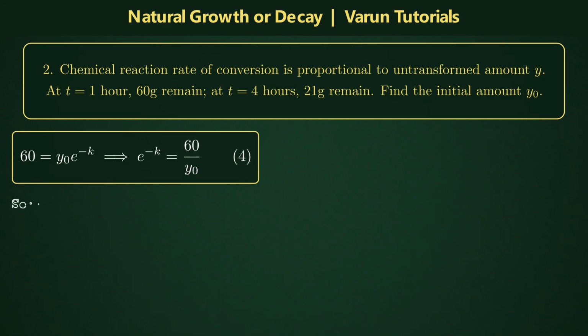We use our second condition. At t equals 4 hours, the remaining amount y is 21 grams.